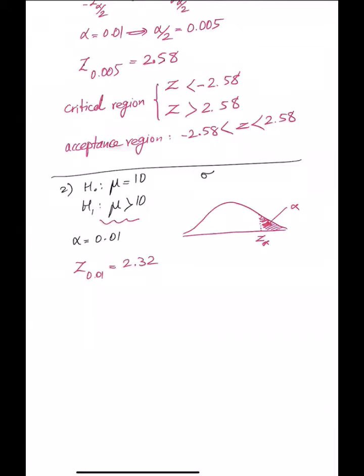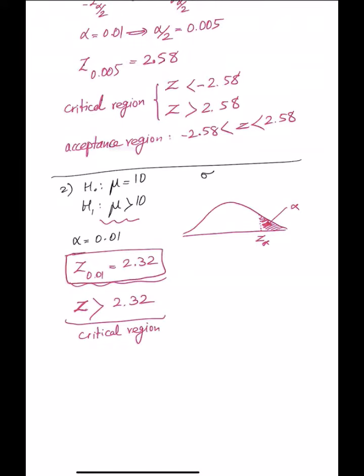And that's going to be the critical value, and the critical region is going to be any value greater than 2.32. So if I get any test statistic that is greater than 2.32, that falls in the critical region, and the specific value of 2.32 itself is the critical value.